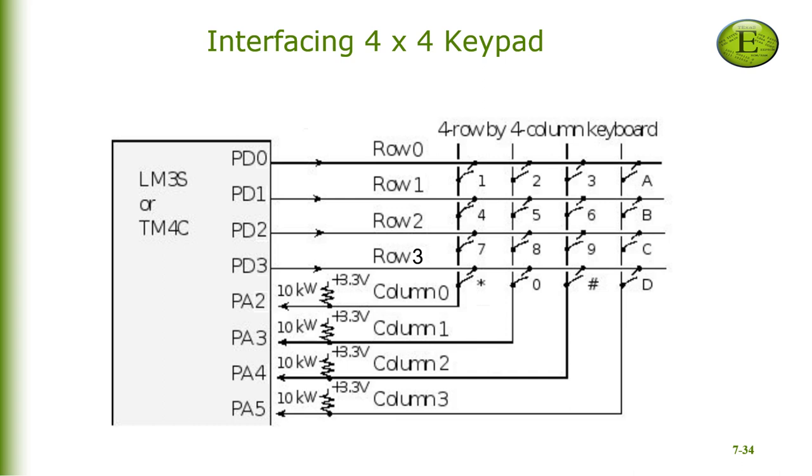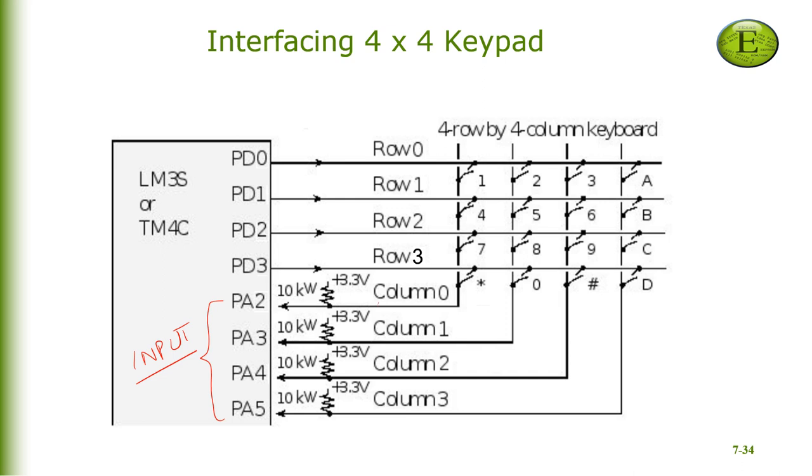The schematic diagram of a keypad interface to the microcontroller is shown here. The column wires of the keypad are connected to port A, whereas the row wires are connected to port D. And as you can see, port A, as indicated by these incoming arrows, will be our input port. That is, we are going to read in the port A data to determine what key has been pressed.